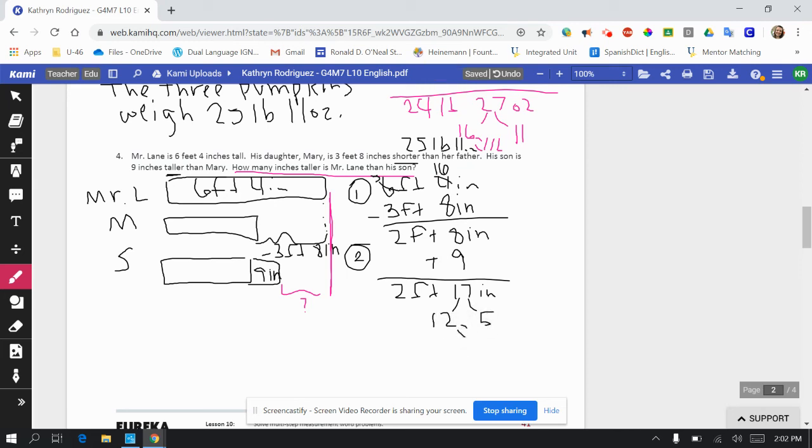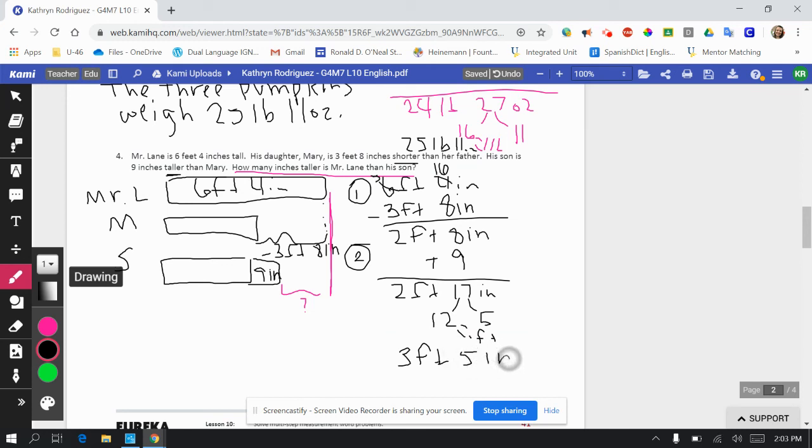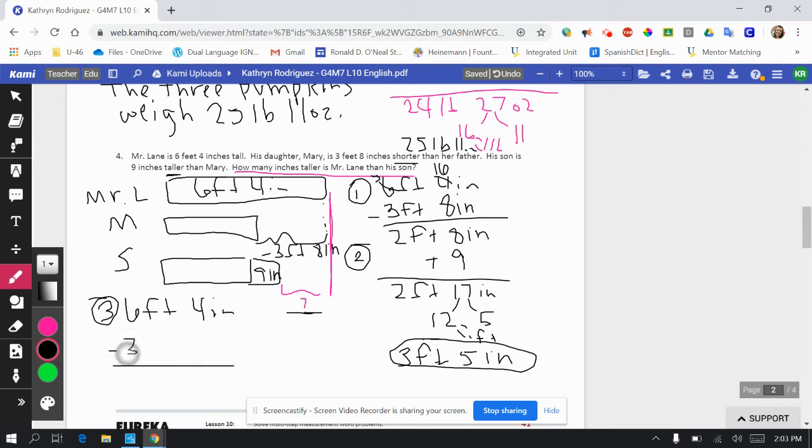Why did I pick 12? Because 12 inches equals 1 foot. So here now, the son is 3 feet. Oops, I did it again. 3 feet, 5 inches tall. Are we done? We are not done. There is a third step. So the son is 3 feet 5 inches tall, and we need to compare him now to Dad. This is how we get our final answer. So 6 feet 4 inches minus 3 feet 5 inches.